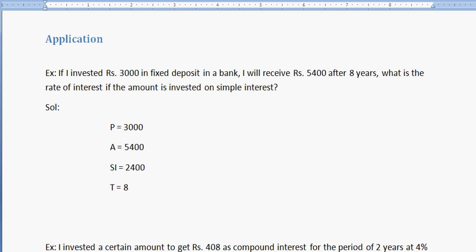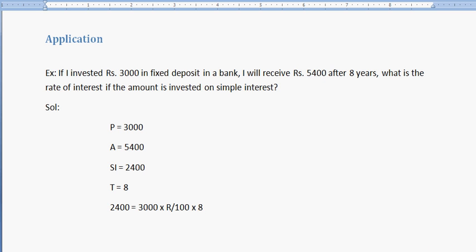Just plug all these quantities into the formula, which is simple interest is equal to amount invested multiplied by rate of interest R by 100, multiplied by the time period. If you solve it, you would get R is equal to 10%. So this was a very basic question.